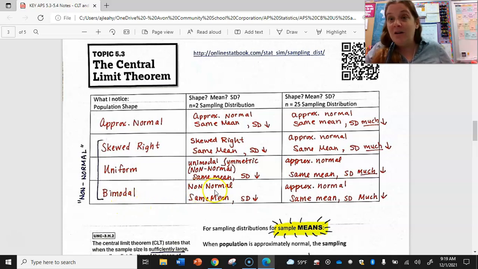And the bimodal one also looked non-normal. I mean, it looked weird, right? It didn't have a definable shape. It had the same mean and it had a smaller standard deviation. But by the time we got to 25, every single one of these sampling distributions looked approximately normal with a much, much smaller standard deviation.